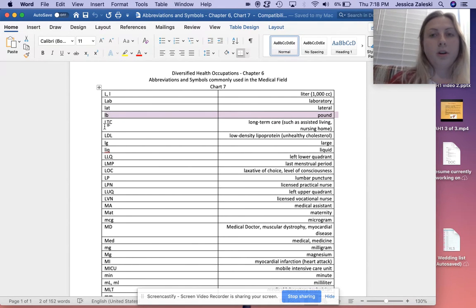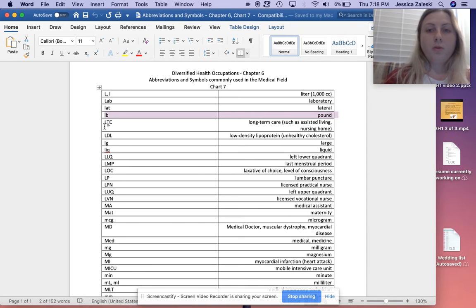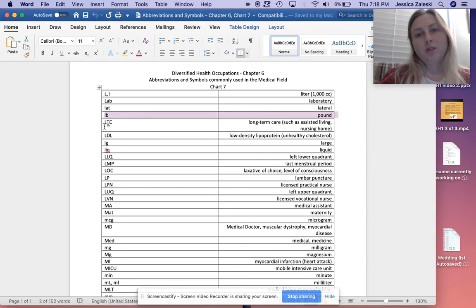All right. Next, we have pound. This is our measurement for weight in America. Everybody else is on kilograms, and we have pounds. There's 16 ounces in a pound. And I don't know how many pounds in a ton, but 16 ounces in a pound.